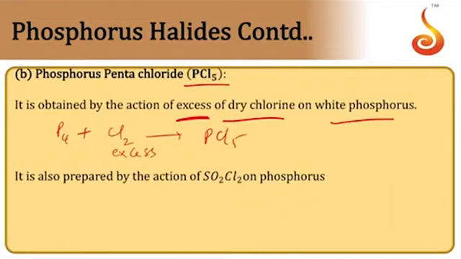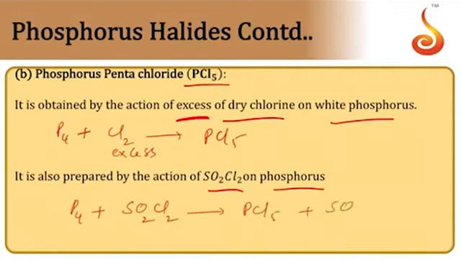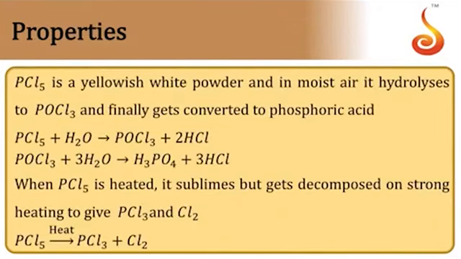It is also prepared by the action of SO2Cl2 on phosphorus. Not SOCl2, SO2Cl2. So phosphorus plus SO2Cl2, sulfuryl chloride, gives PCl5 and the byproduct is SO2. I am not balancing the equations; I am writing the main products in these reactions. So phosphorus on action with SO2Cl2, sulfuryl chloride, gives rise to PCl5 plus SO2.